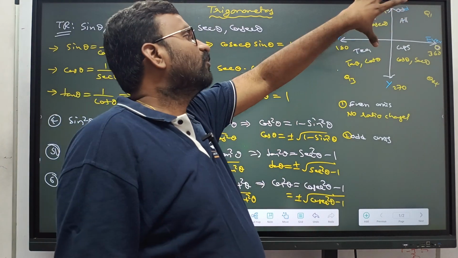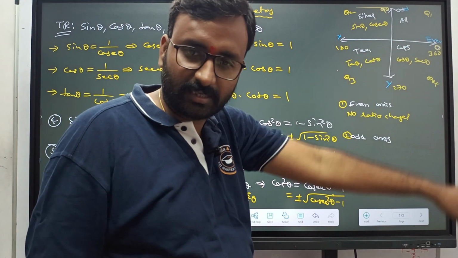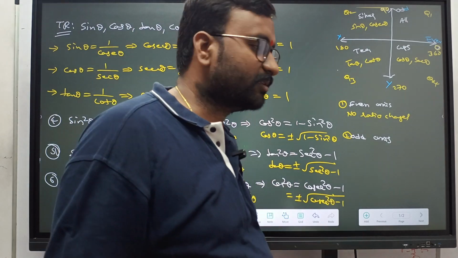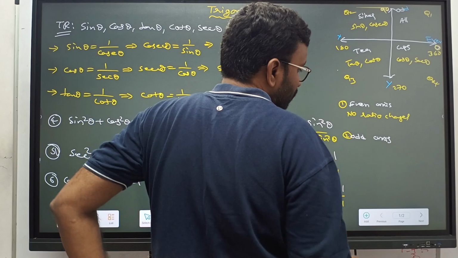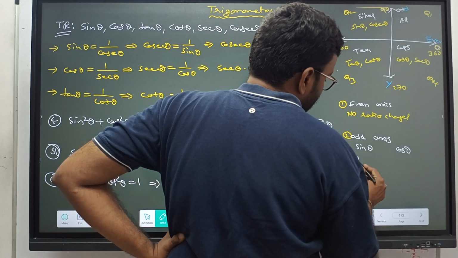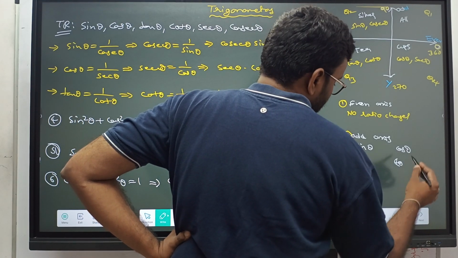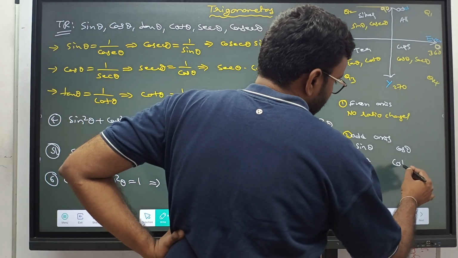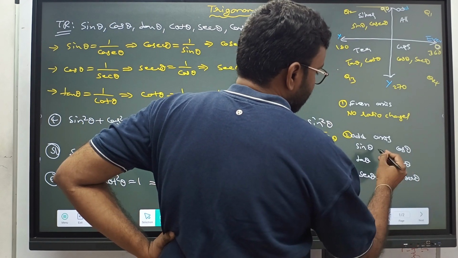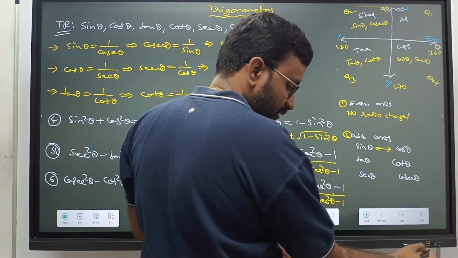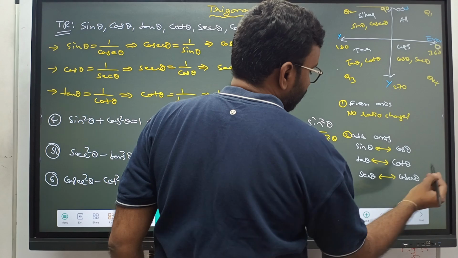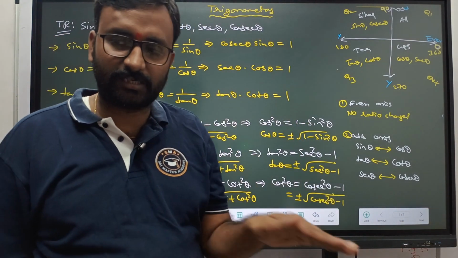Okay, first point: which ratio is positive in which quadrant, that is already clear. Second point: on which axis which ratio is changing and how it will change. On the even axis, no ratio will change. On the odd axis, sin theta will change to cos theta. Tan theta will change to cot theta. Secant theta will change to cosecant theta. Sin changes to cos, cos changes to sin, tan to cot, cot to tan, secant to cosecant, cosecant to secant. In this way, the ratios will change.